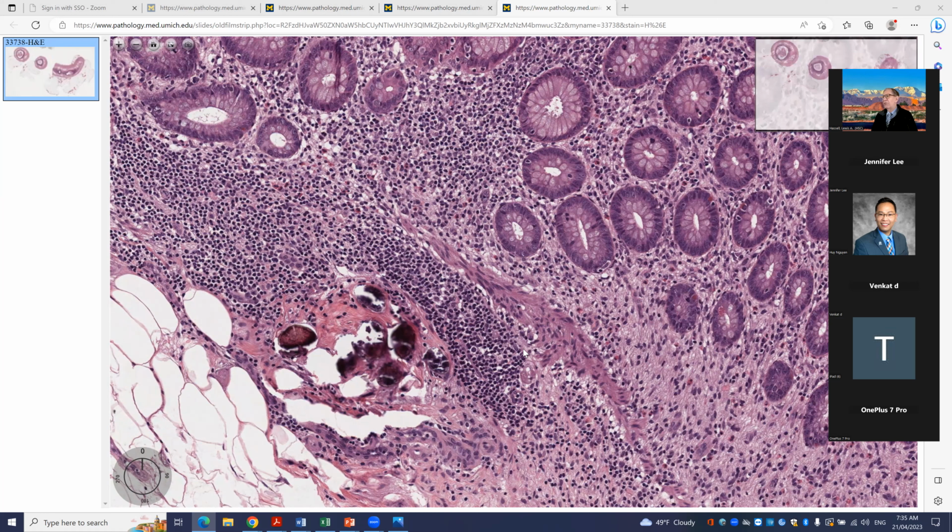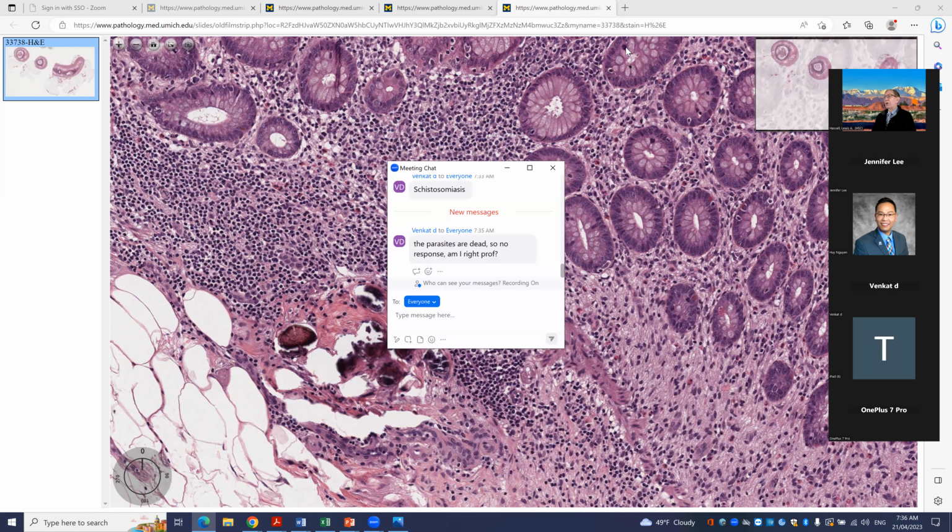Because we know that foreign material in plants and other sorts of things will provoke a giant cell response at the very least. And so this is, I think, an interesting area of investigation in terms of possible things.